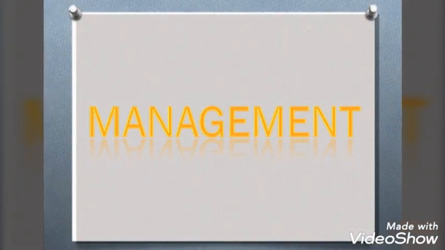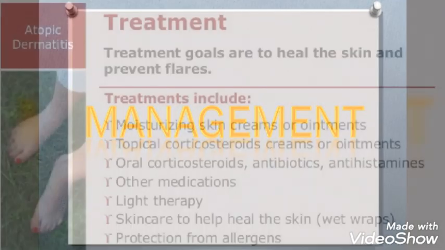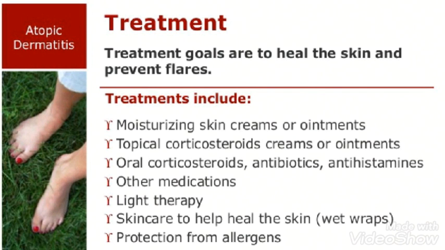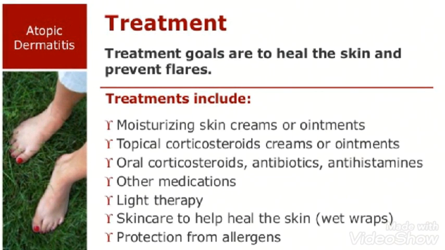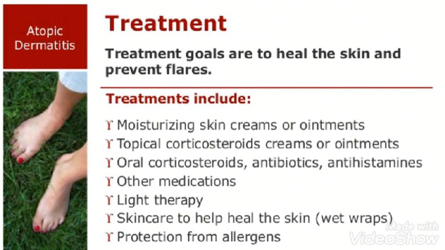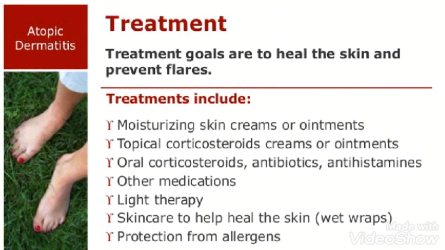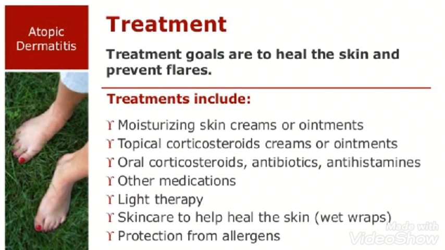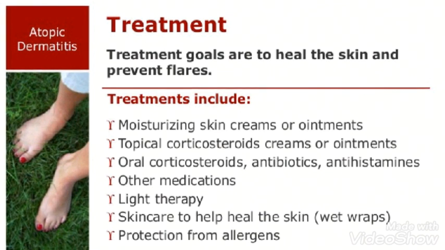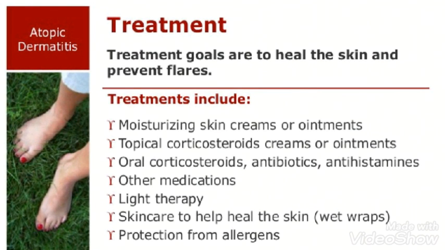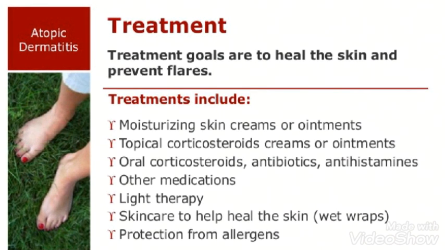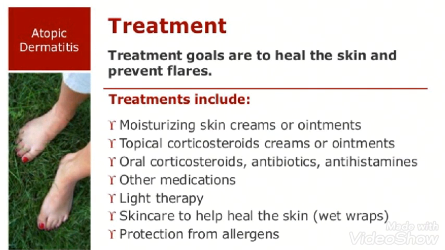Then in management, let's see what you're going to do. Treatment goals are healing of the skin and prevention. Treatment includes moisturizing skin creams or ointments, topical corticosteroid creams or ointments. As I have told you before, what are corticosteroids used for? They are used to reduce the inflammation of the skin. Then oral corticosteroids, antibiotics and antihistamines. Antihistamines are given to reduce the itching. Then antibiotics are given to reduce the bacterial infections, and as I told, corticosteroids are used for reducing the inflammation.